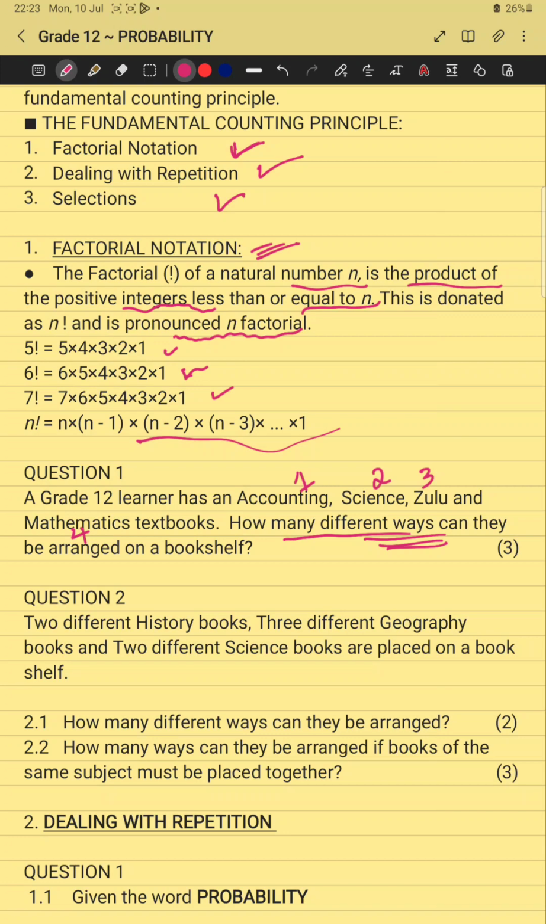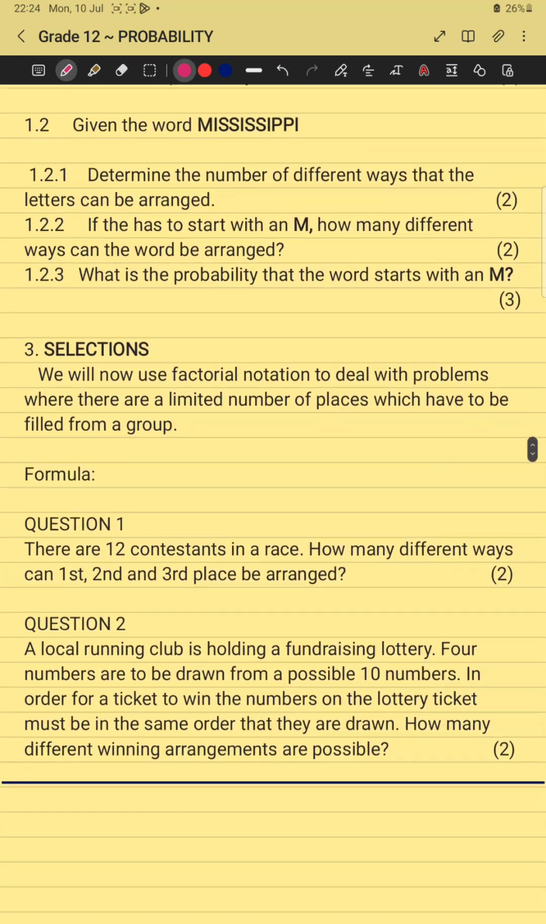So that means if we've got 4 textbooks, it means that we've got 4 choices to select. Then if we've got 5 textbooks, that means we've got 5 choices. If we've got 6 textbooks, that means we've got 6 choices. Therefore 4 textbooks, 4 choices, 4 spaces available. And then 5 textbooks, 5 choices, and 5 spaces available. Okay, now let's begin to check that.